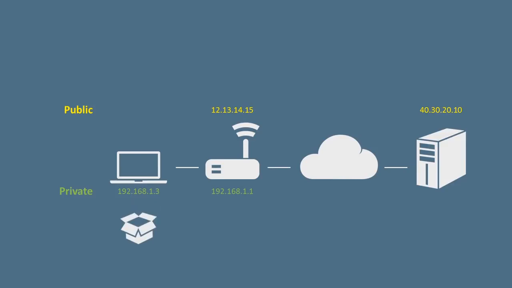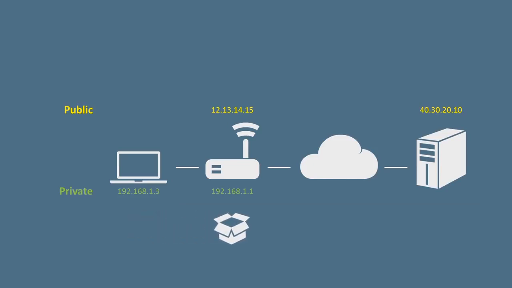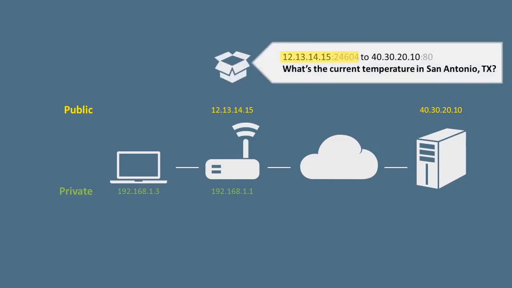Jane's laptop sends out a packet requesting the current temperature in San Antonio, Texas. It gets sent along to the home router, but instead of sending it right over the internet, the home router does something that's a little bit sneaky. When that packet re-emerges, you'll notice that the source IP address has been changed.